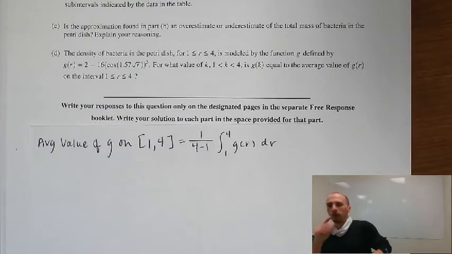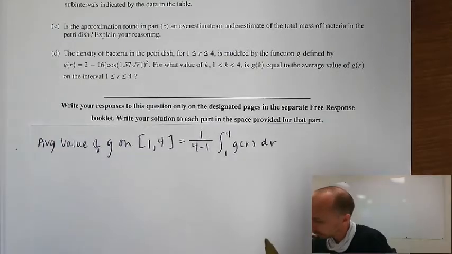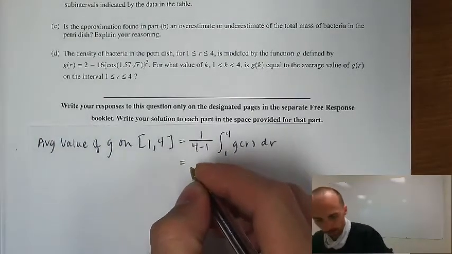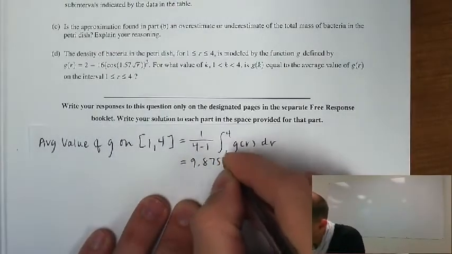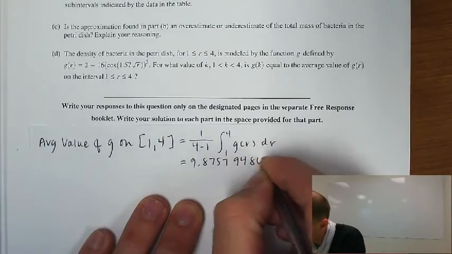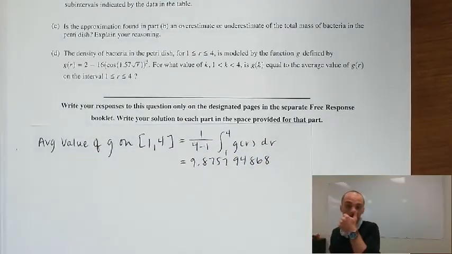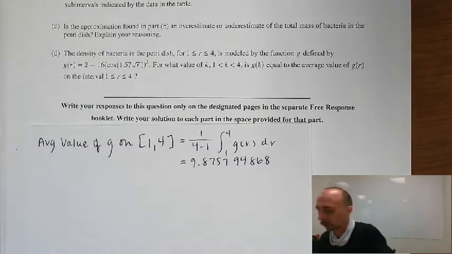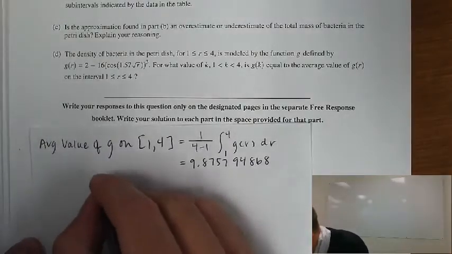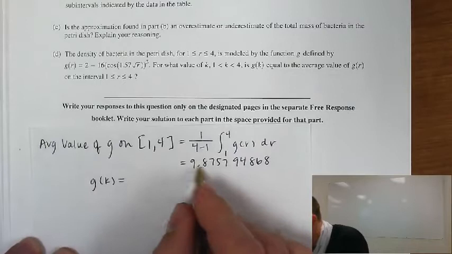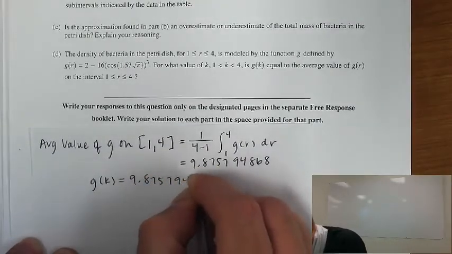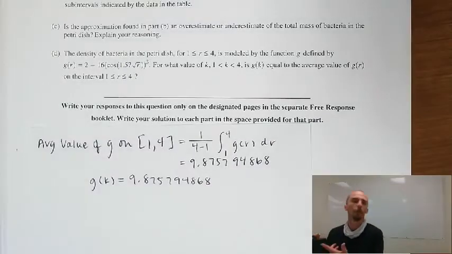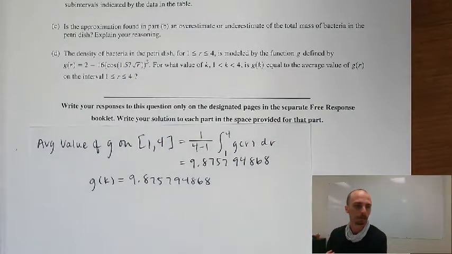And while normally I would show you myself doing this calculation, I'm in a bit of a time crunch, so I'm going to just report this number. This is 9.8757948868. And I'm going to use all of those decimals because this is not my final answer. I want to find a solution to the equation g of k is equal to that average value, 9.8757948868. And then I will show you how I compute that one.